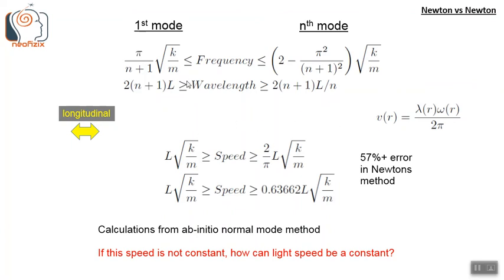By multiplying the first normal mode frequency and wavelength, we get the first normal mode wave speed as L times the square root of k by m. And in the limit where n tends to infinity, we get the last normal mode speed as 2 by pi L times the square root of k by m. So numerically, 2 by pi is nearly 0.63662.